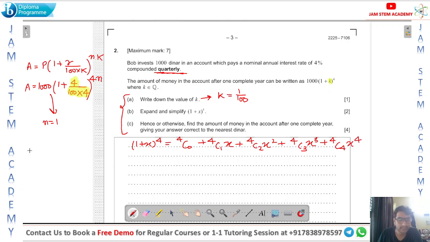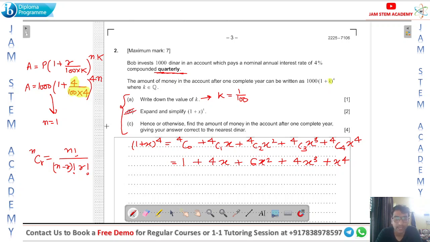Now using the nCr formula, we know nCr is given by n factorial divided by (n minus r) factorial times r factorial. On using this, 4c1 comes out as 4, so it will become 4 times x. 4c2, when you simplify, you will get 6 x squared over here. 4c3 is again 4, so 4x cubed. 4c4 is 1, so x to the power 4. This is your expansion: 1 plus 4x plus 6x squared plus 4x cubed plus x to the power 4 is the answer for the b part.